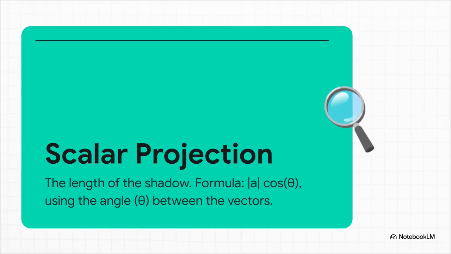So finding just the length, the scalar projection, is actually just a basic trick. If you know the length of vector A, that's what those bars around the A mean, and you know the angle between the two vectors, which we call theta, well, the shadow's length is just the length of A times the cosine of that angle. Cosine is basically the perfect tool for finding the length of a shadow.